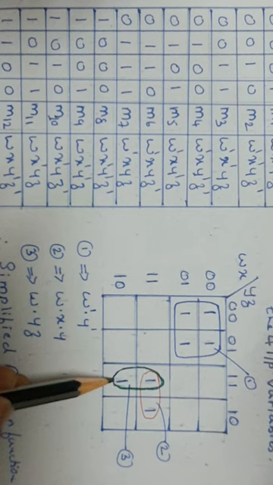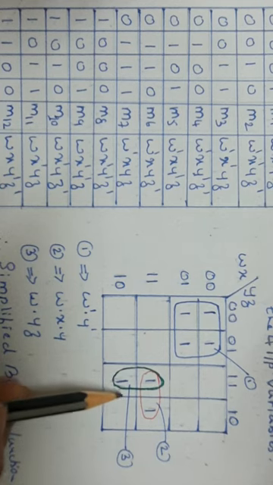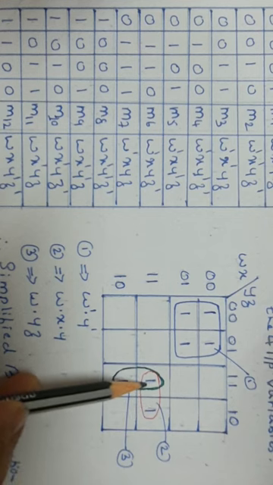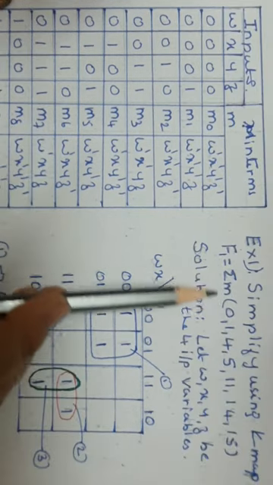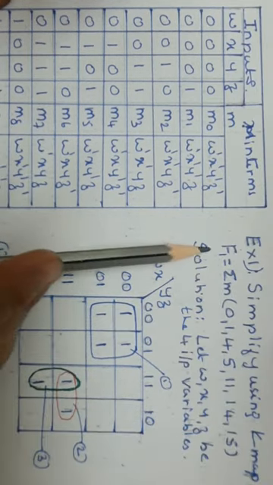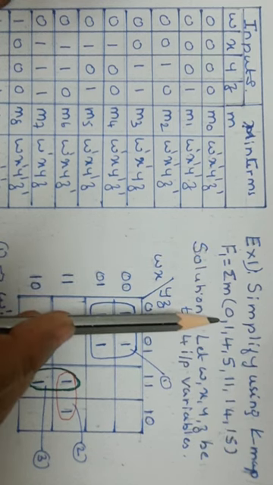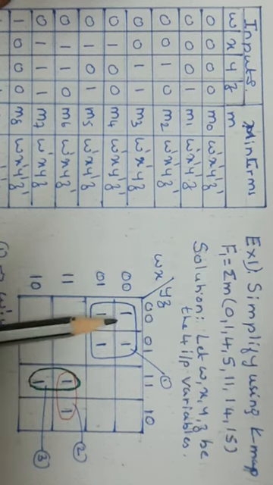So we fill 1 because the function is true, or logic 1, for that min term. Then 12 and 13 are not present, 14 and 15 are present. So whichever min terms are present in the given function, we fill 1 in those squares in the K-map. 0 is present, so 1.